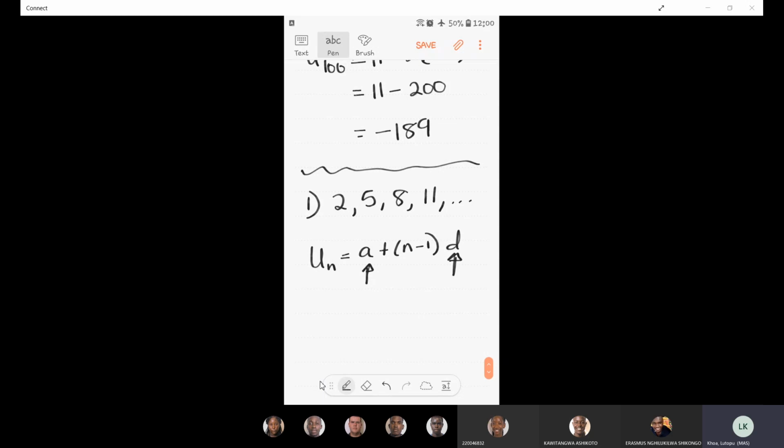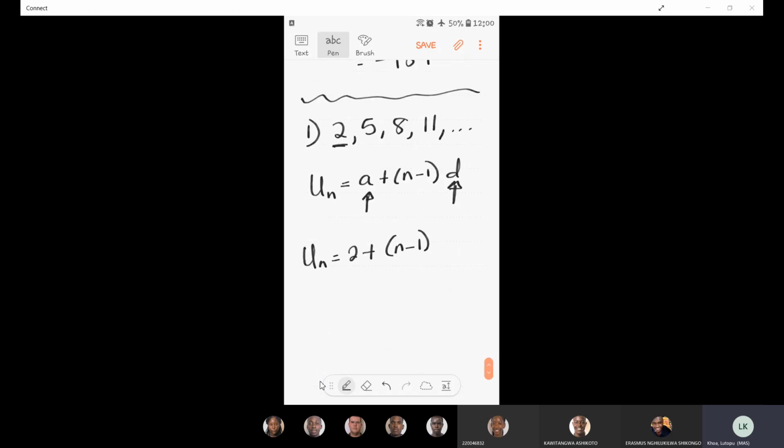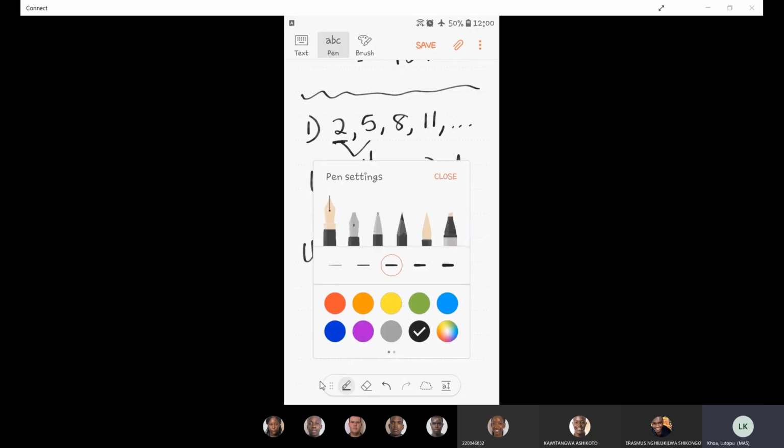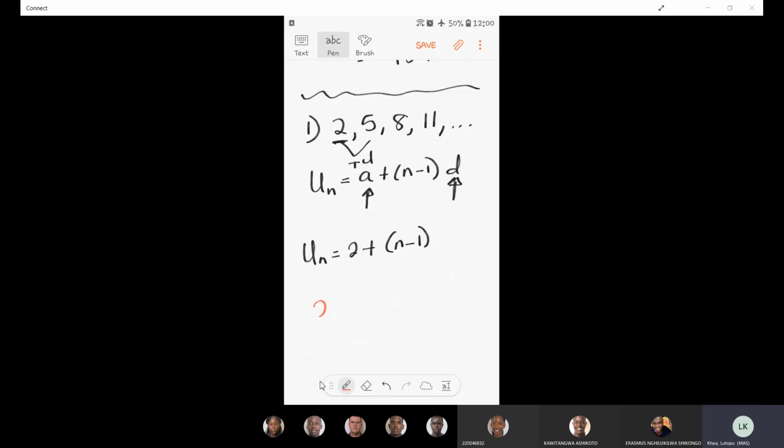So when I do that, a is just the first term that appears in the progression. So I'll have un equals 2 plus n minus 1. Now the common difference: I know that from 2, in order to get 5, I must add d. So 2 plus d is equal to 5, and this means that d is equal to 3. So if I add 3 here, I get 5. If I add 3 again, I get 8. If I add 3 again, I get 11.